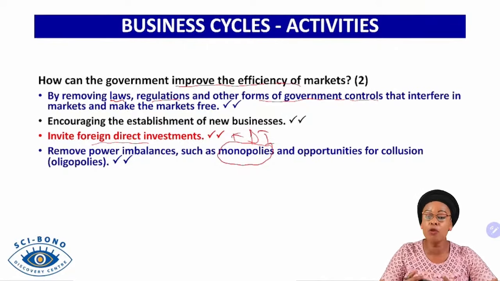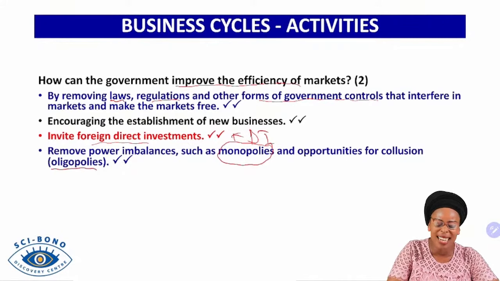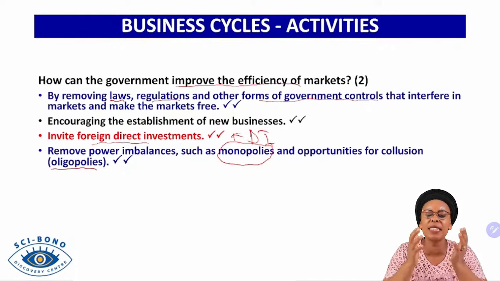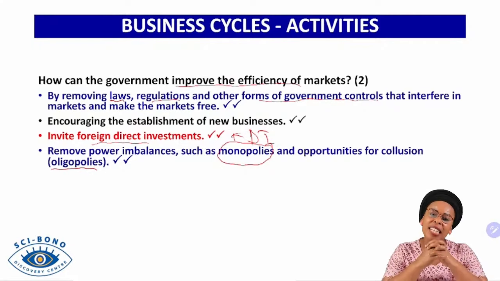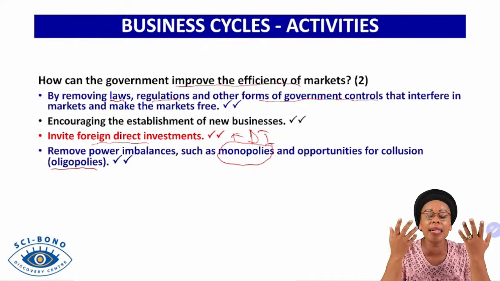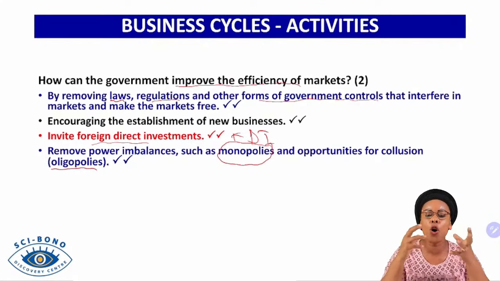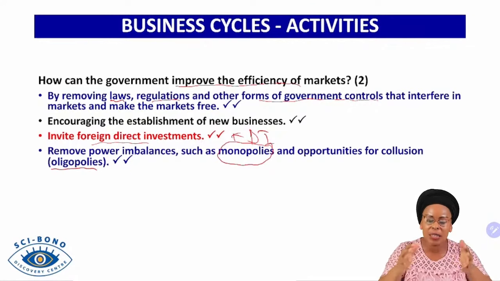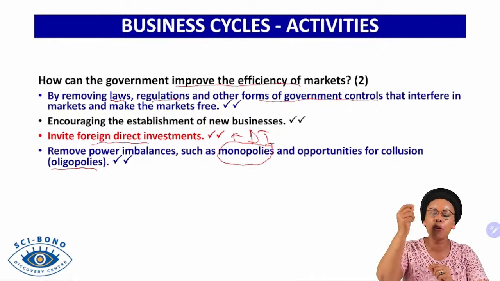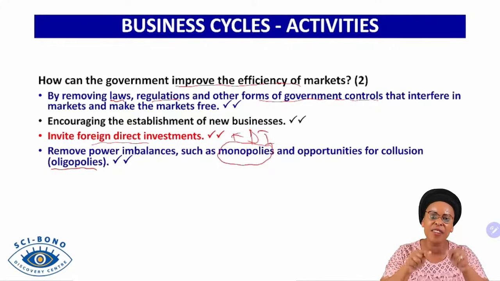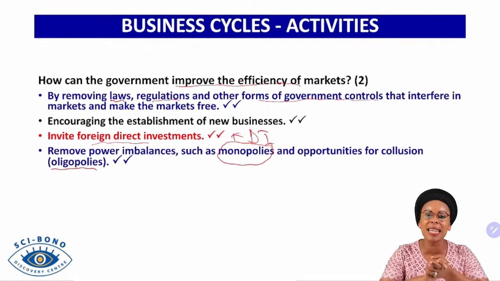Again, the government can remove power imbalances like oligopolies. What is an oligopoly? An oligopoly exists where there are only a few suppliers of a certain product. And usually where there are oligopolies, they can come together and fix the prices. And we will think that prices are very, very high, only to find that collusion took place, whereby those sellers came together and decided to push the prices up. So the government can regulate that. The government can investigate that and remove such imbalances so that we have free competition.